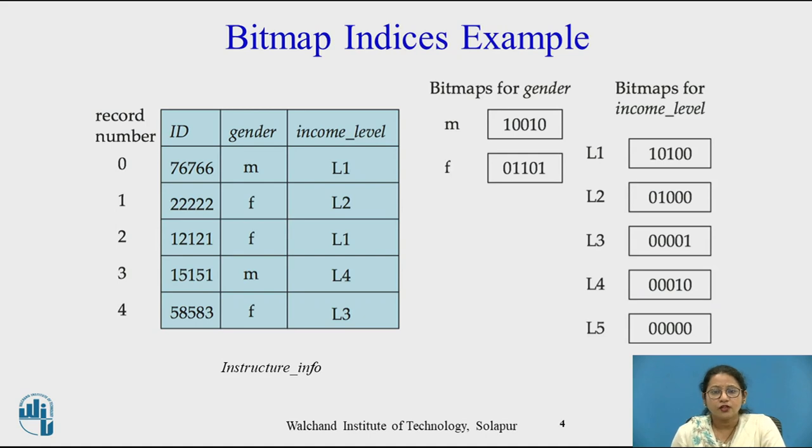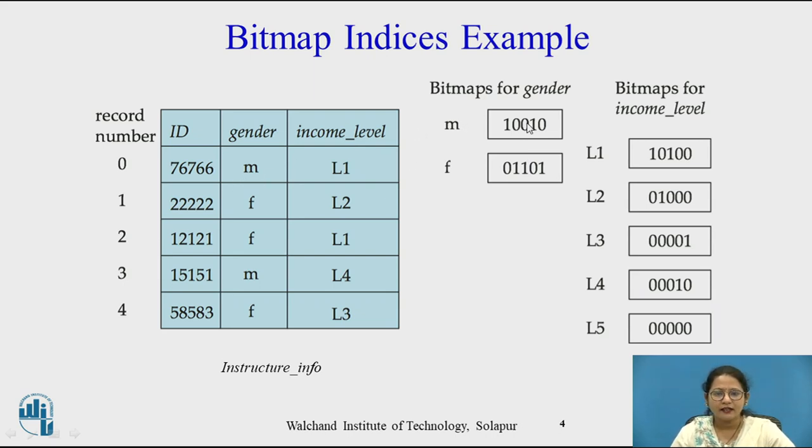So, we will take one example on bitmap indices. Consider a relation instructor info with attributes ID, gender and income level. Record numbers are given from 0 to n. Now, how to create a bitmap? Take the bitmap for gender. One characteristic of a bitmap is that it contains as many bits as the number of records. So, 5 records, 5 bits. For male and female, 2 bitmaps, 5 records, 5 bits, with 1 where male is there in the gender attribute.